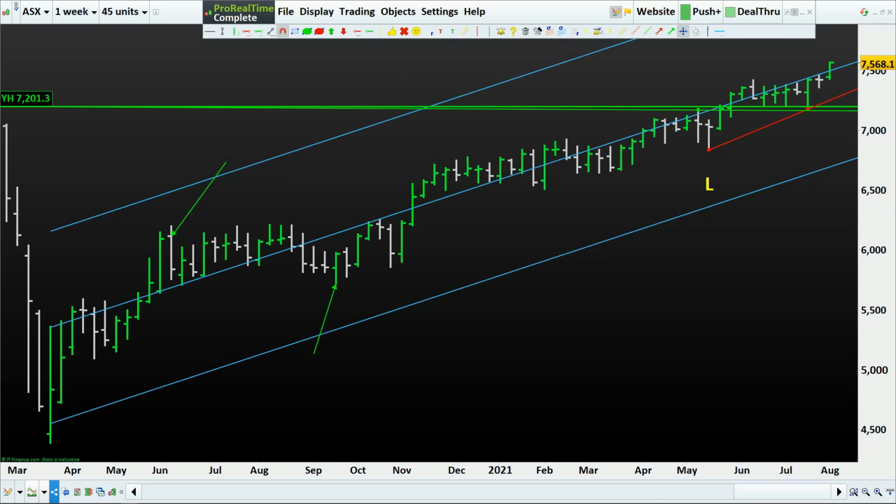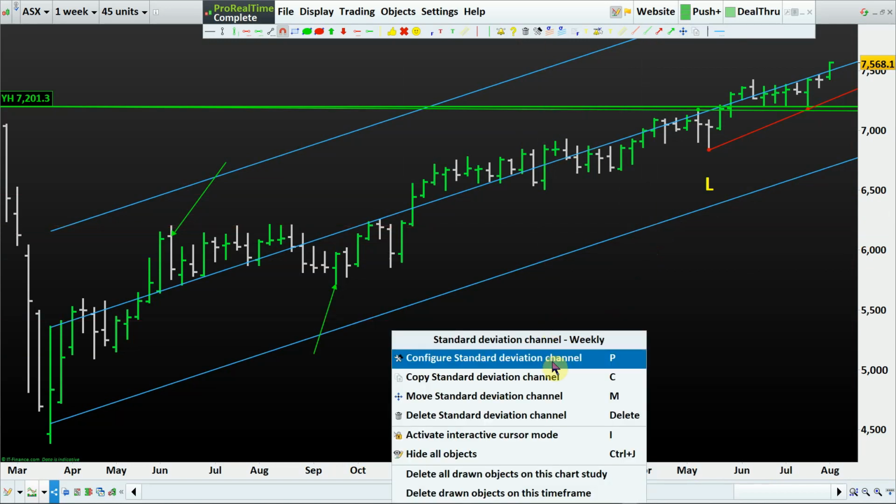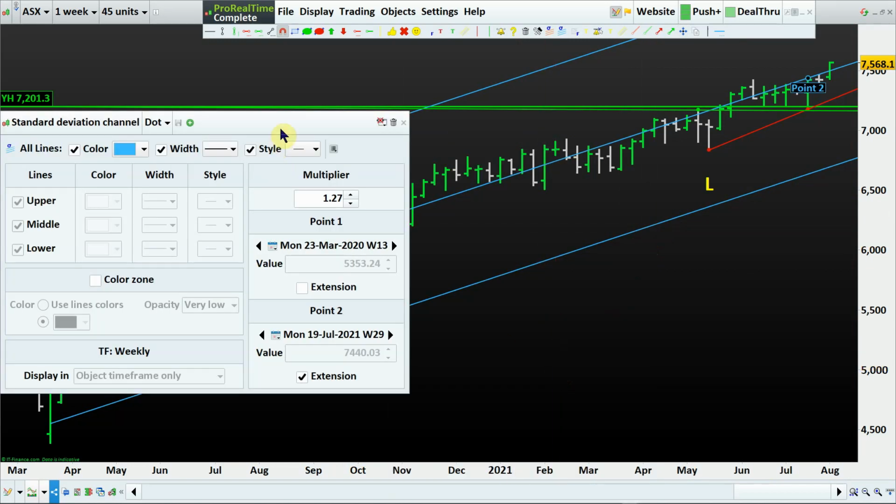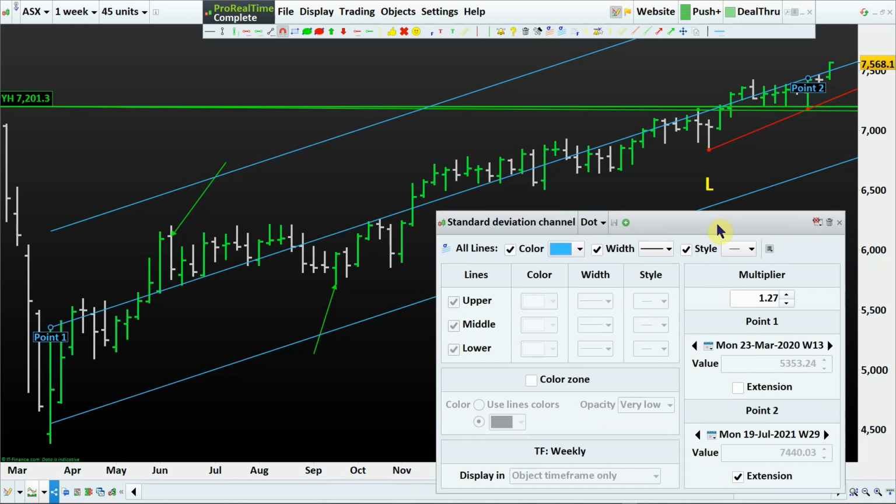Then go to the lower time frame. Right click. Don't think very complicated. Right click and configure. At NP Financials we prefer this multiplier to be Fibonacci's. Okay, so we'll make it 0.786.